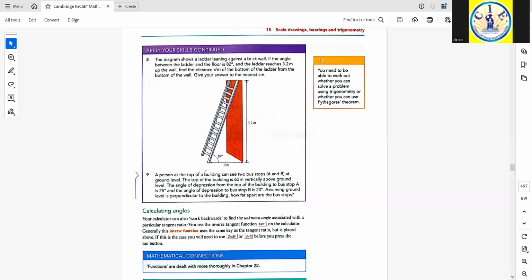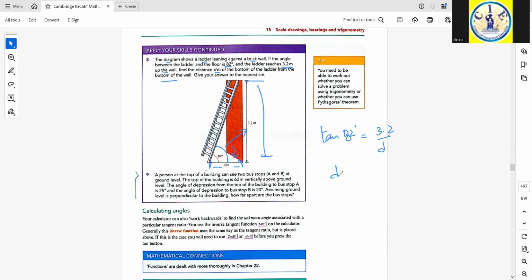Question number 8 is, the diagram shows a ladder leaning against a brick wall. If the angle between the ladder and the floor is 82 degrees, like this, and the ladder reaches 3.2 meters up the wall, here, find the distance d meters of the bottom of the ladder from the bottom of the wall. This distance we need to find out. So using again the tangent ratio, tangent of 82 is equal to 3.2, which is the opposite side, divided by the adjacent side, that is d.